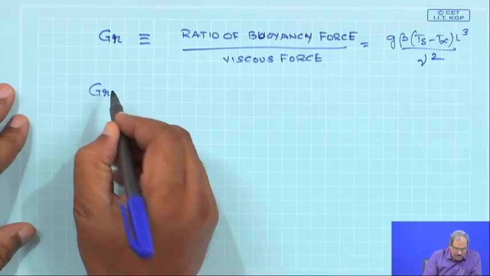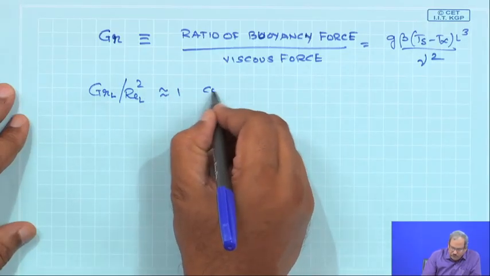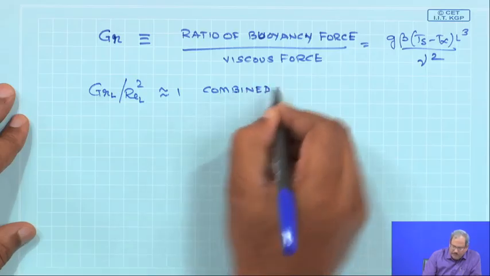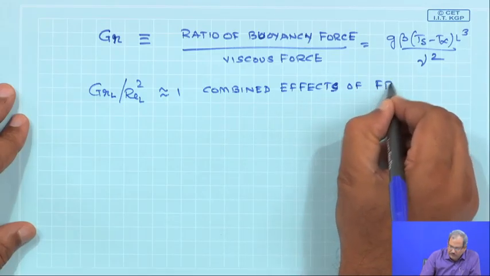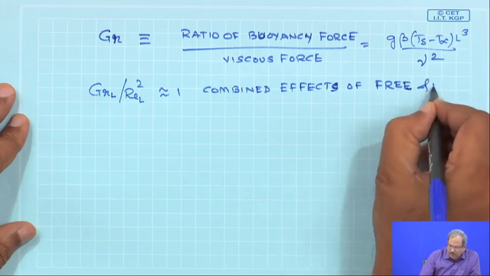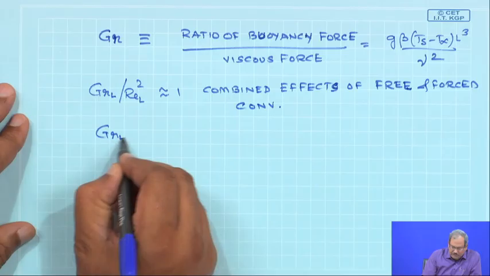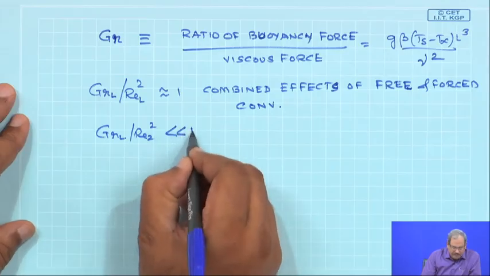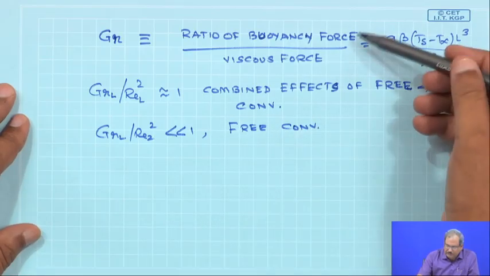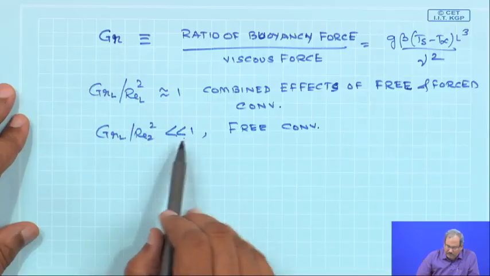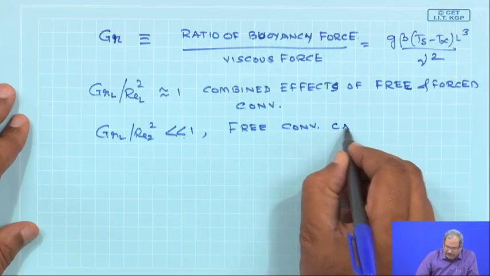If the Grashof number by Re_L square is about 1, combined effects of free and forced convection are to be taken, both will have to be taken. If your Grashof number by Re_L square is very much less than 1, then free convection can be neglected. This you can clearly see from the definition. If this value is very much less than 1, then the buoyancy force is small, and therefore free convection can be neglected.